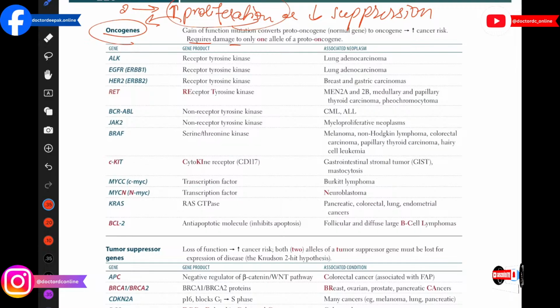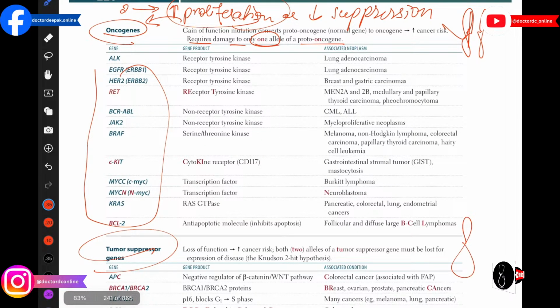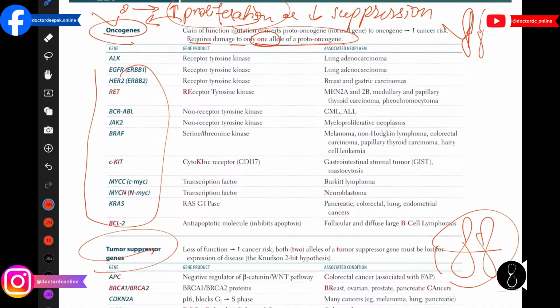It requires a mutation in only one allele of the proto-oncogene. Actually, every gene has two alleles, okay? For an oncogenic effect, if one allele is mutated, you will get the effect. But in a tumor suppressor gene, both alleles should be affected by mutation, then you will get the effect. For an oncogene, one mutated allele of the proto-oncogene is enough to get the oncogenic effect.